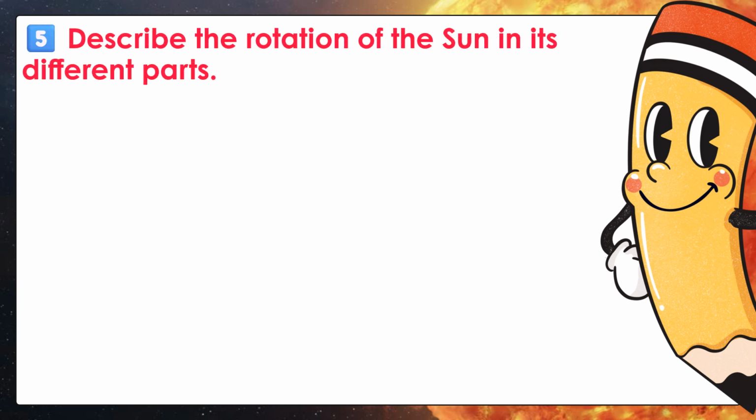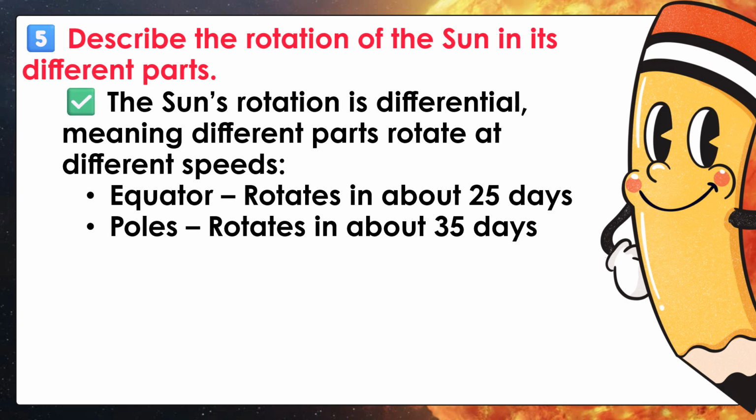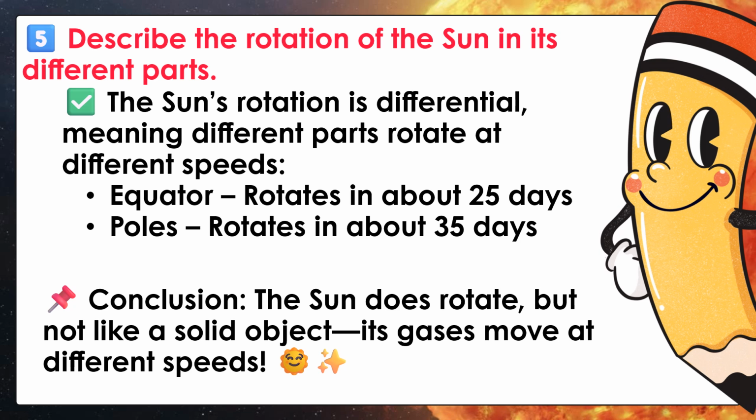5. Describe the rotation of the sun in its different parts. The answer: the sun's rotation is differential, meaning different parts rotate at different speeds. Equator rotates in about 25 days. Poles rotate in about 35 days. Conclusion: the sun does rotate, but not like a solid object. Its gases move at different speeds.